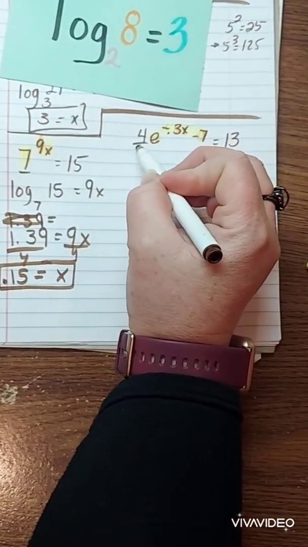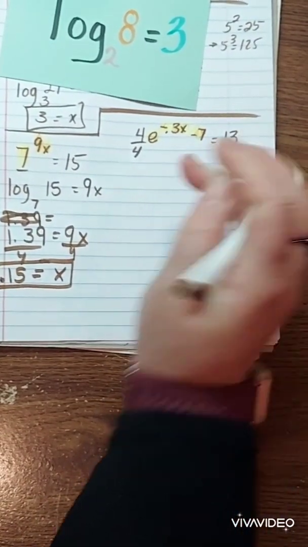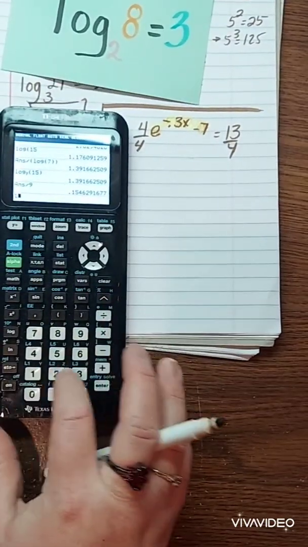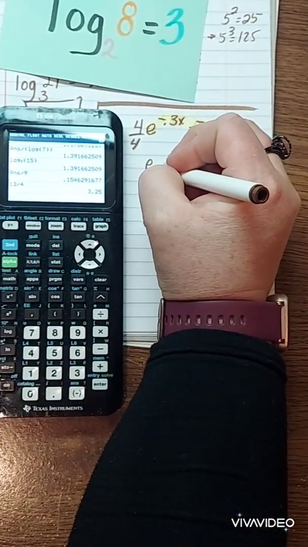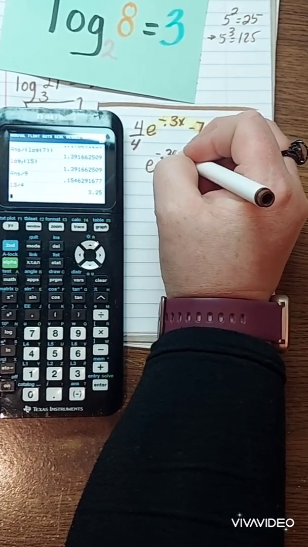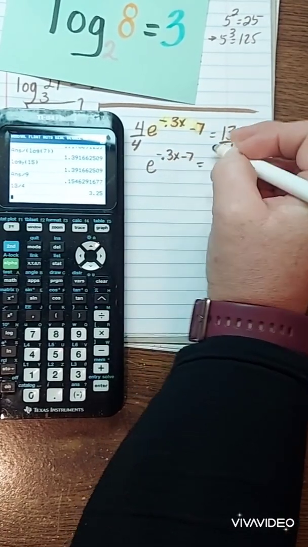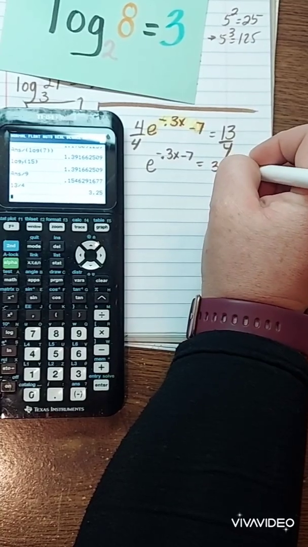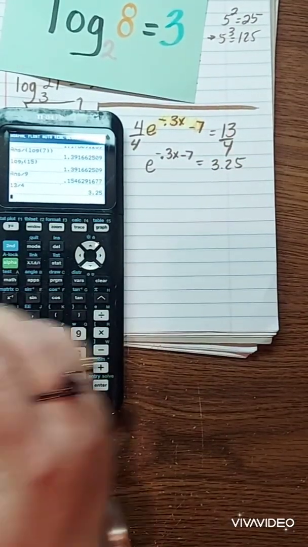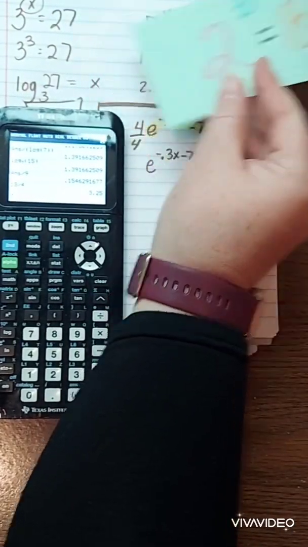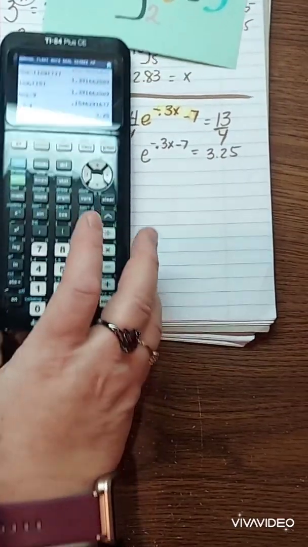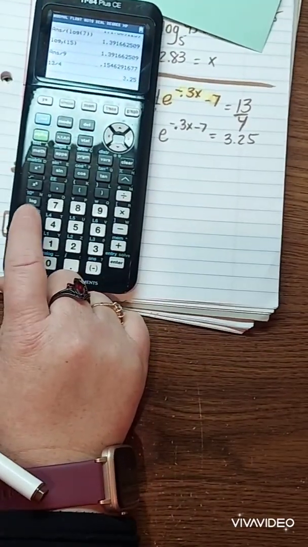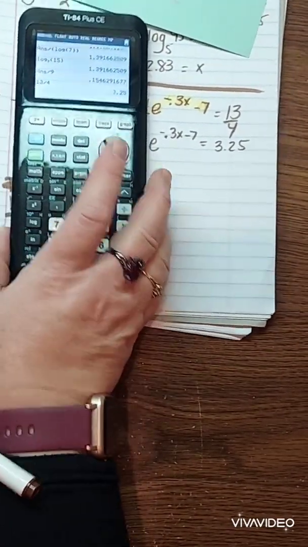So I need to get rid of this 4 out front. Okay, so what is 13 divided by 4? That's 3.25. So now I have e to the negative 0.3x minus 7 equals 3.25. Now I have my base to my power. I can go from this to this, except I'm not going to use log because e is with what number on my calculator? Right, the ln.